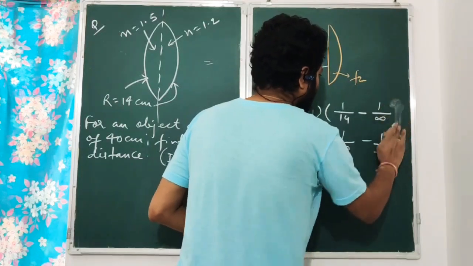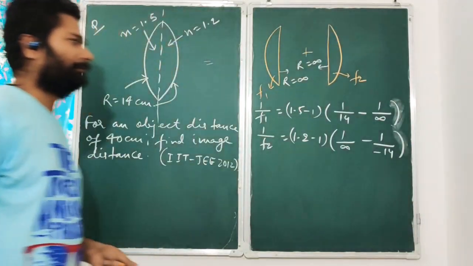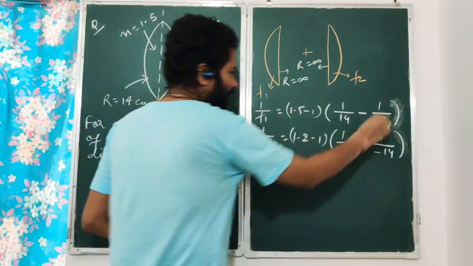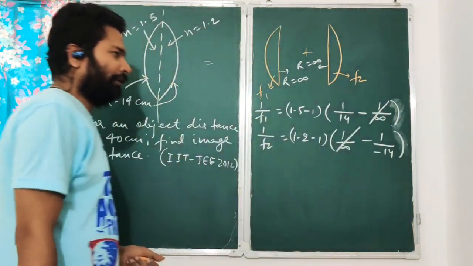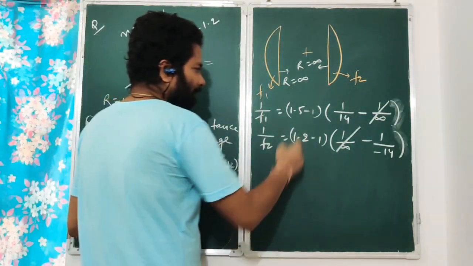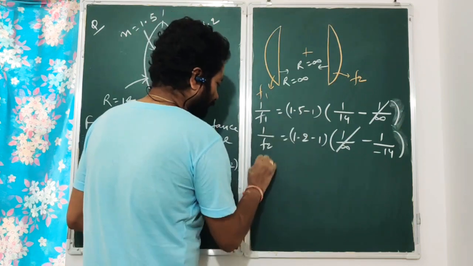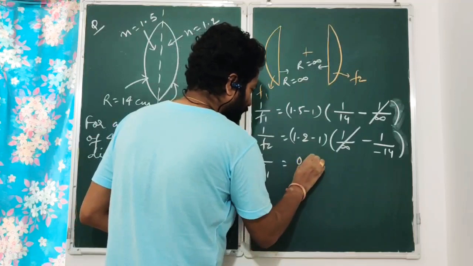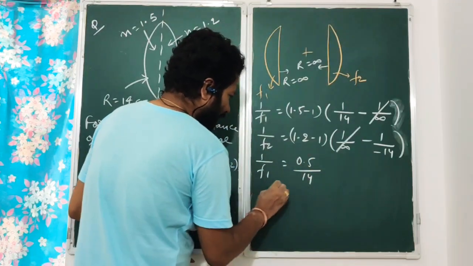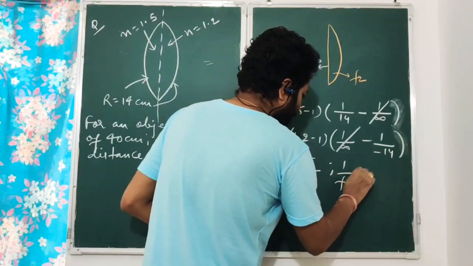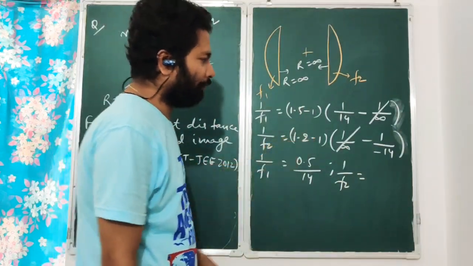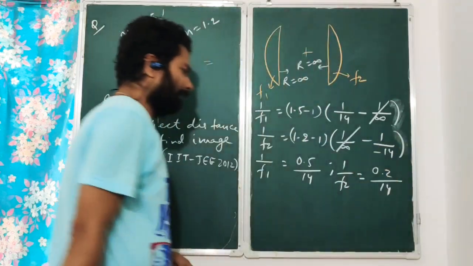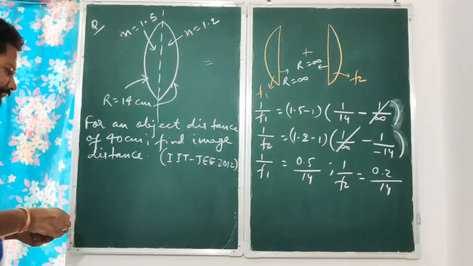So we can write it like this. So what do you see here? This term will become 0. This term will also become 0. So here 1 by f1 is equal to 0.5 into 1 by 14, so 0.5 by 14, and 1 by f2 we can write it as 0.2 by 14. So what will be the effective focal length of the system?